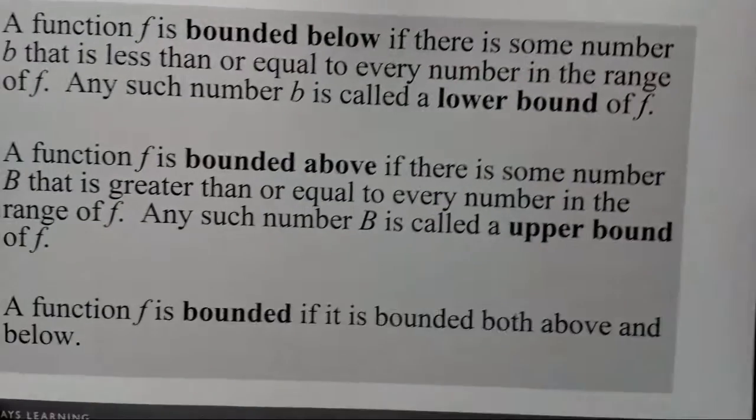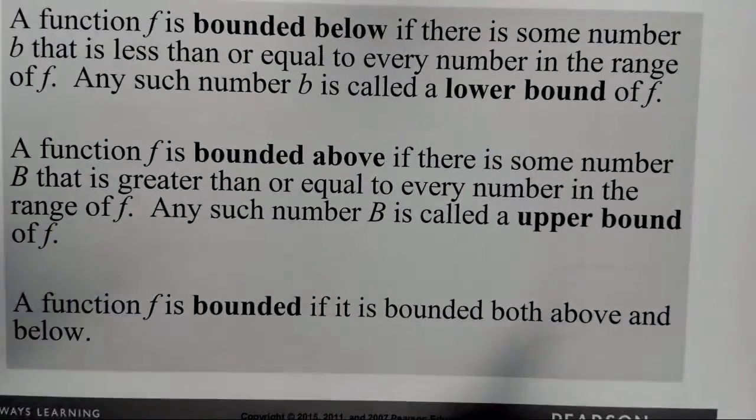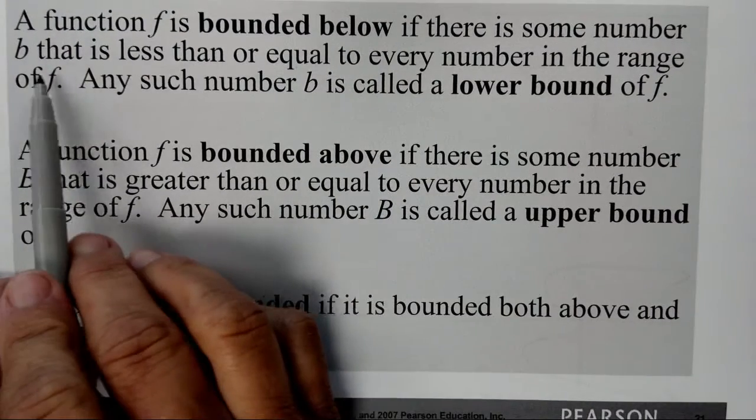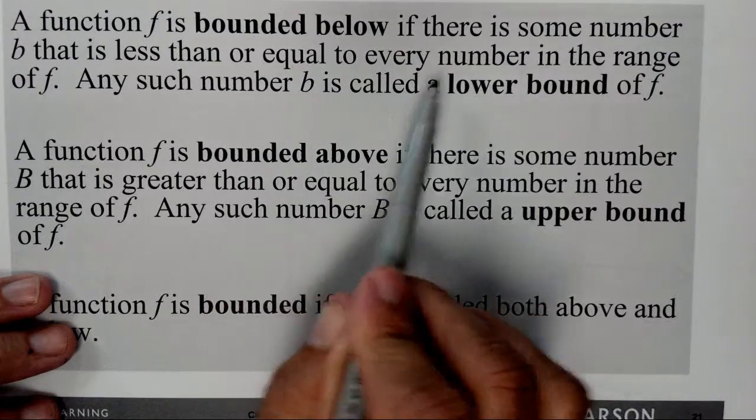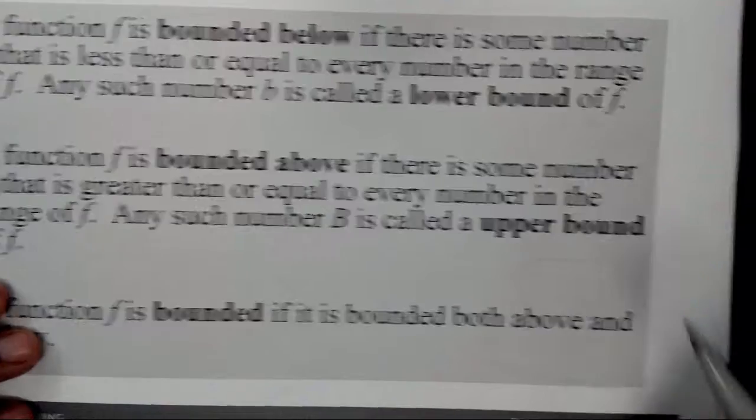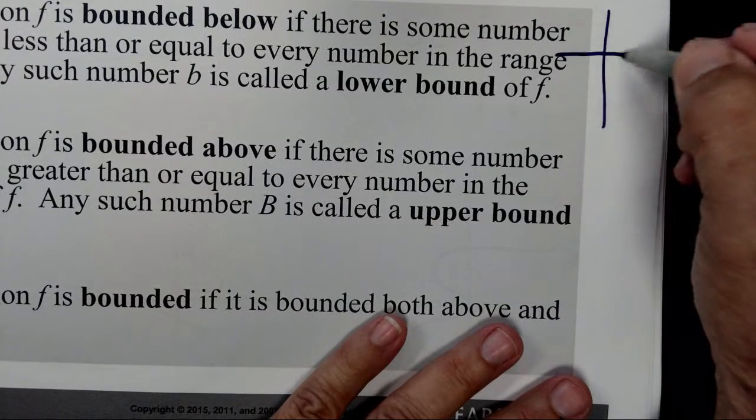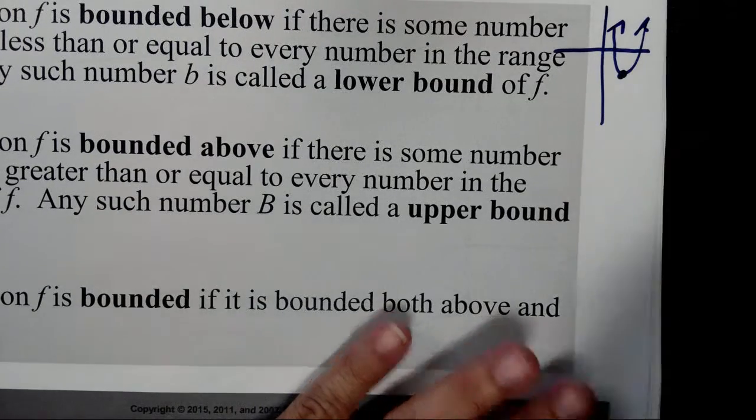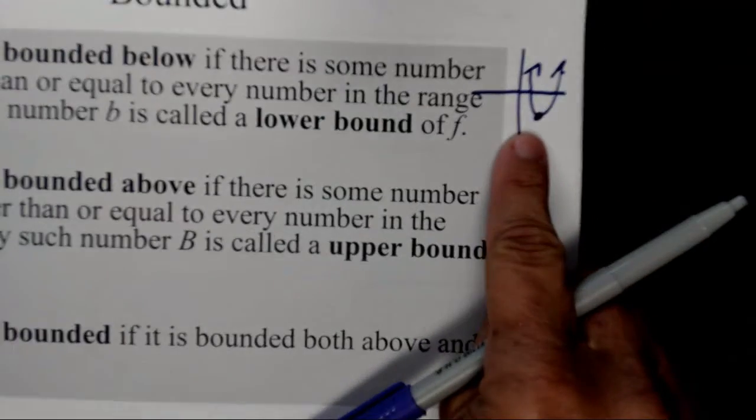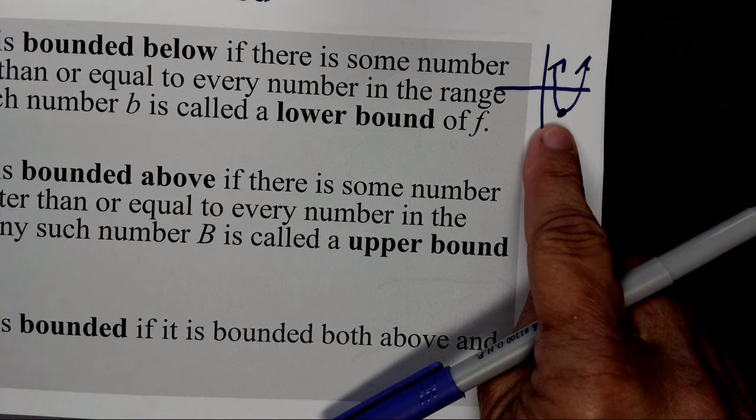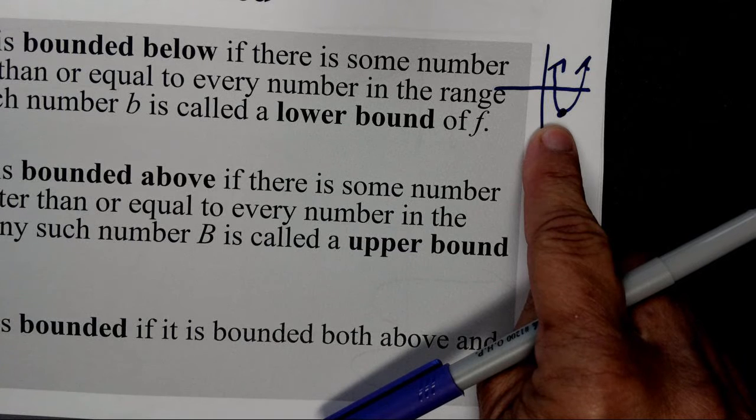All right, lower bound, upper bound, and bounded. A function f of x is bounded below if there is some number b that is less than or equal to every number in the range of f. Any such number b is called a lower bound. So if something is bounded below, it's going to look something like this. There is a number b that is less than or equal to every other number in the range of that function. So it's on the bottom. It's bounded below. It is a lower bound.